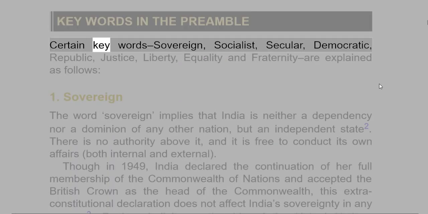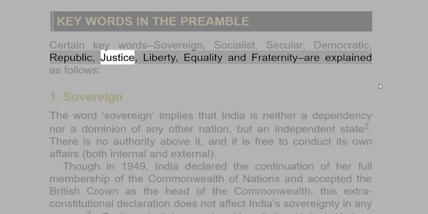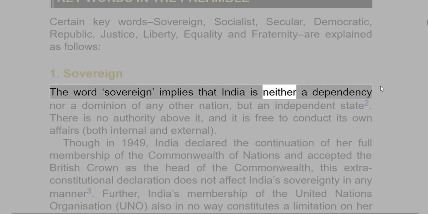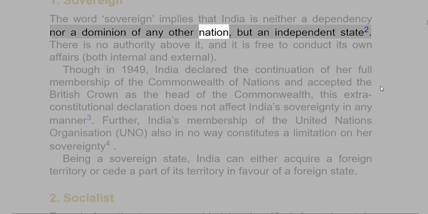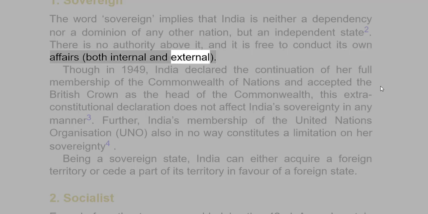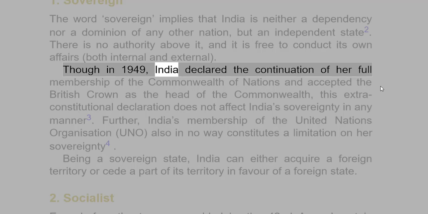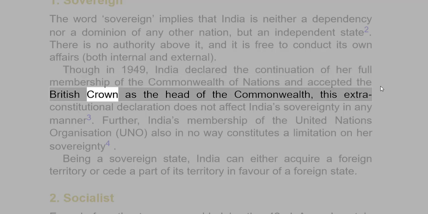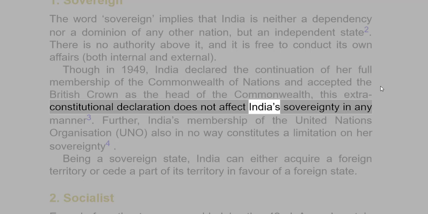Keywords in the preamble. Certain keywords: sovereign, socialist, secular, democratic, republic, justice, liberty, equality and fraternity are explained as follows. One, sovereign. The word sovereign implies that India is neither a dependency nor a dominion of any other nation, but an independent state. There is no authority above it, and it is free to conduct its own affairs, both internal and external. Though in 1949, India declared the continuation of her full membership of the Commonwealth of Nations and accepted the British Crown as the head of the Commonwealth, this extra-constitutional declaration does not affect India's sovereignty in any manner.